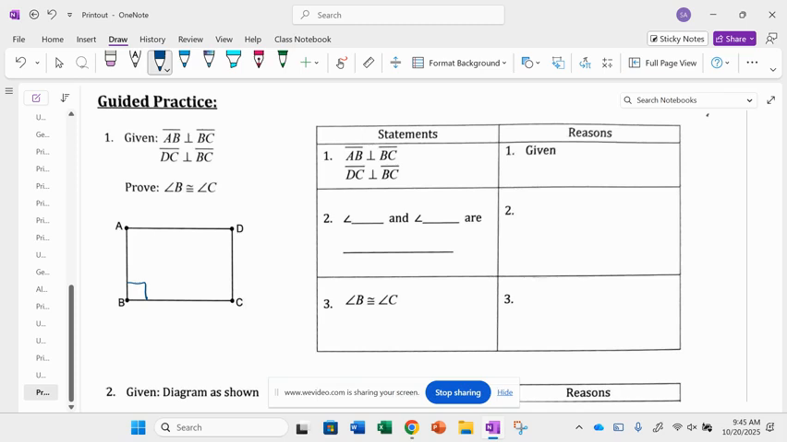So let's keep going. So now we have our givens written out. We're going through, we're marking the diagram. And we made a right angle by angle B. Anywhere in our proof, did it specifically state that angle B is a right angle? No, so we have to write that down in the proof. This is where statement 2 is coming in. So I'm going to say angle B.